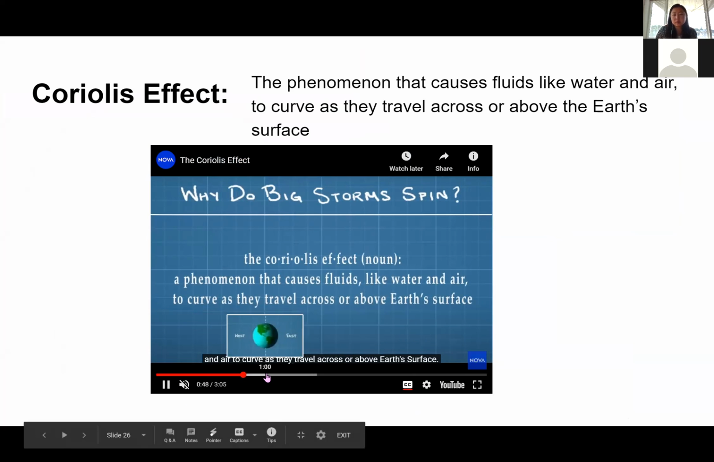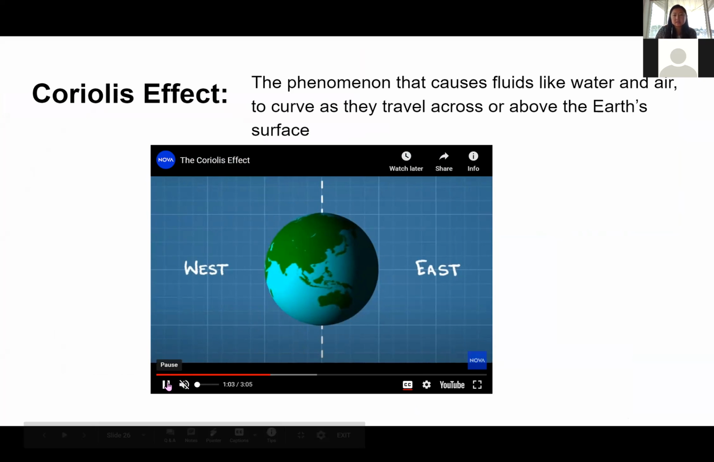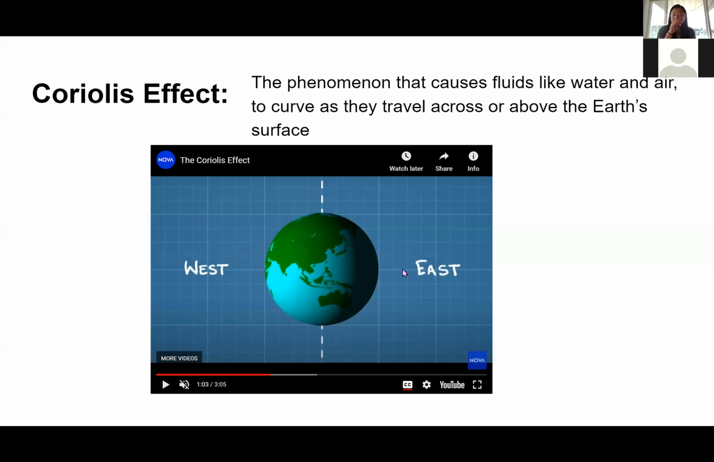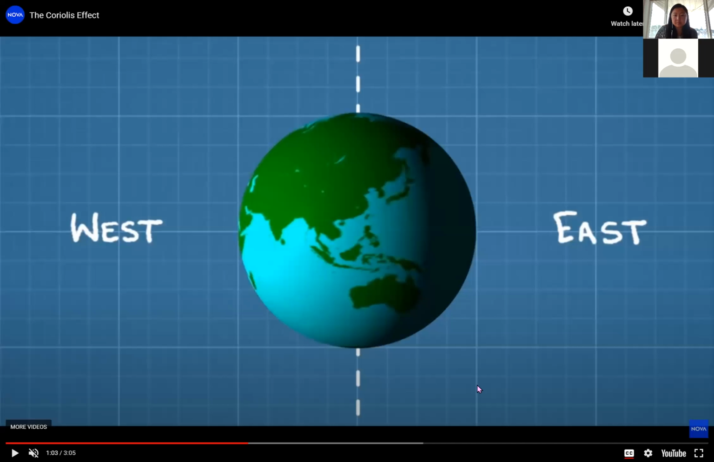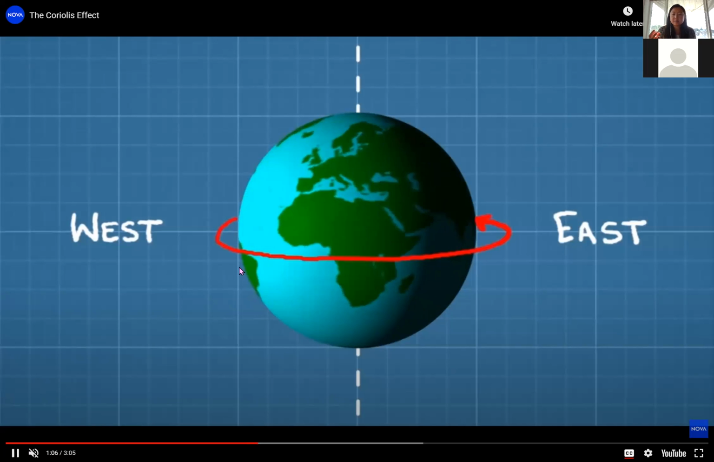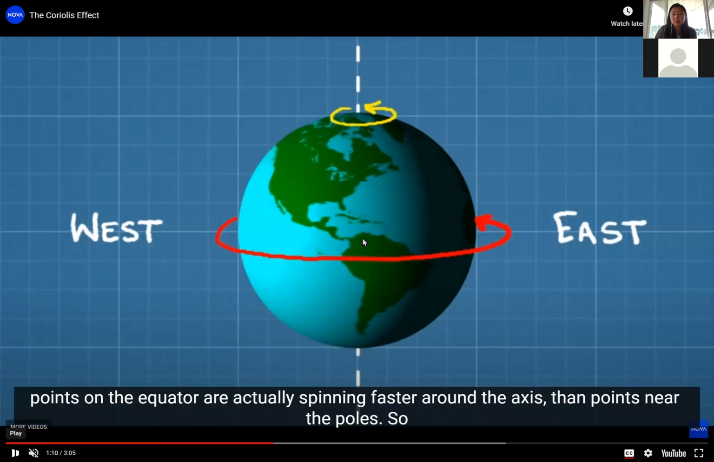Did they talk about the Coriolis effect? Yeah, when winds move as the Earth spins. So basically the Earth is spinning in this eastward direction, so it's always spinning in that direction. I'm going to blow this up and just narrate over. If you think about it from a physics standpoint, the Earth is spinning faster around the equator than it is around the poles.